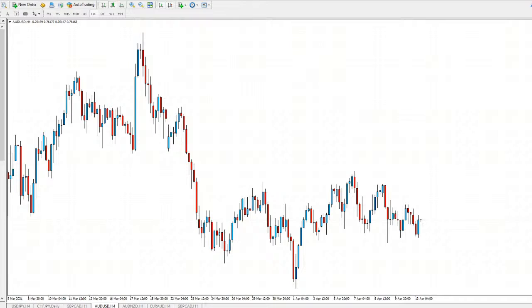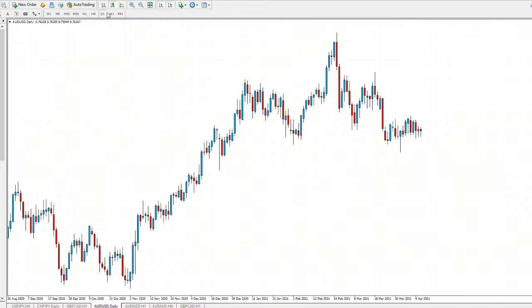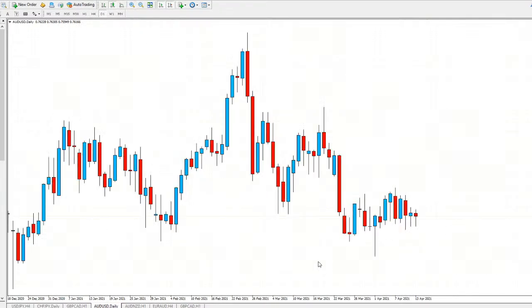So for this one, again, price is kind of moving a little bit sideways here, very indecisive. On the daily time frame, you can see price is literally doing bearish candle, bullish candle, bearish candle, bullish candle. So pretty much indecision there.